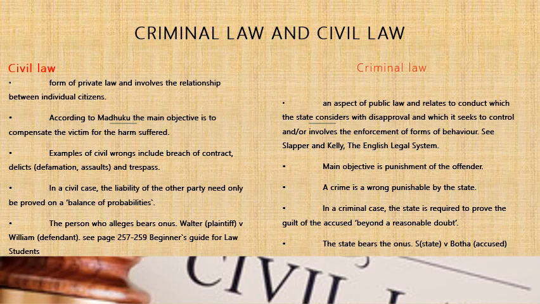Now we have criminal law. This now revolves around a vertical relationship between a state and its individuals. It is public law and refers to conduct which the state considers with disapproval and which it seeks to control, or involves the enforcement of human conduct. We noted this in our first chapter when we were talking about what is law and so forth.